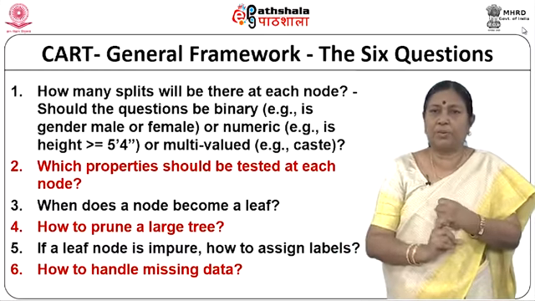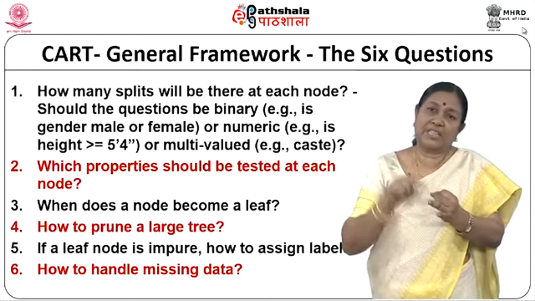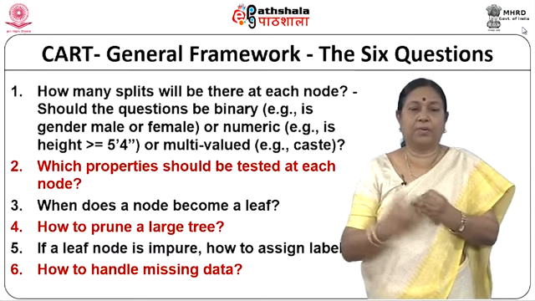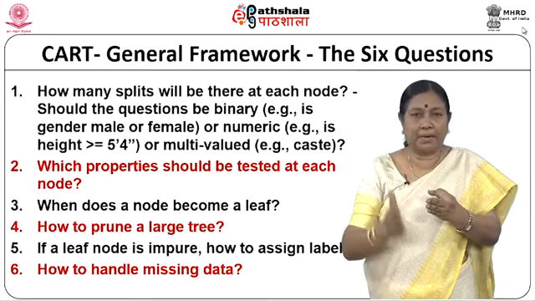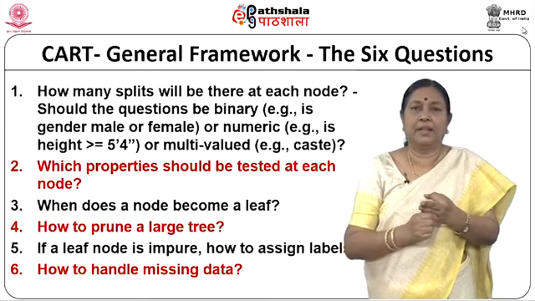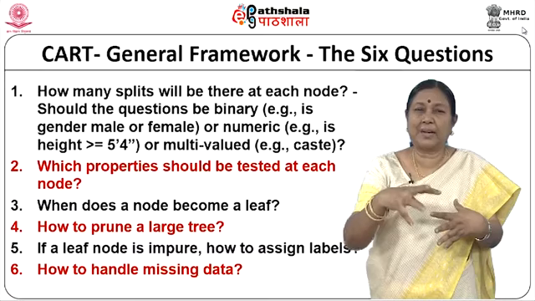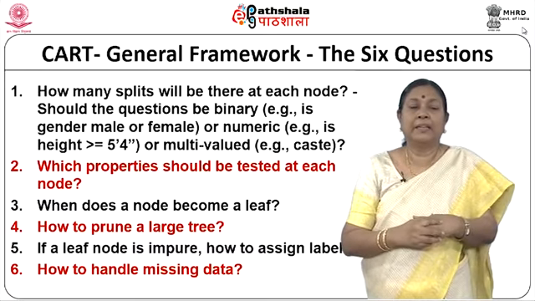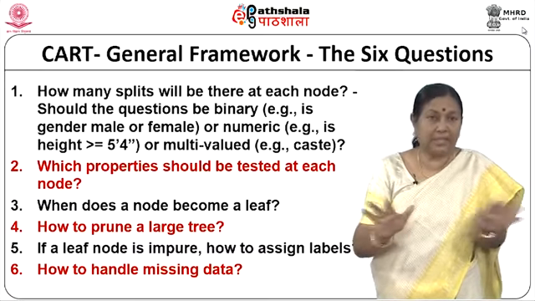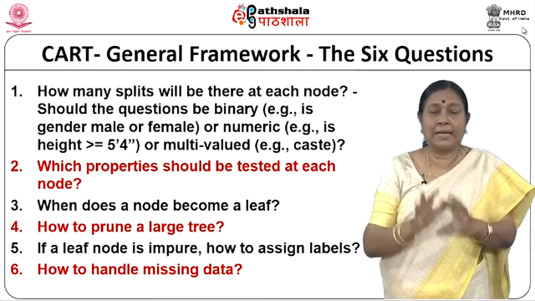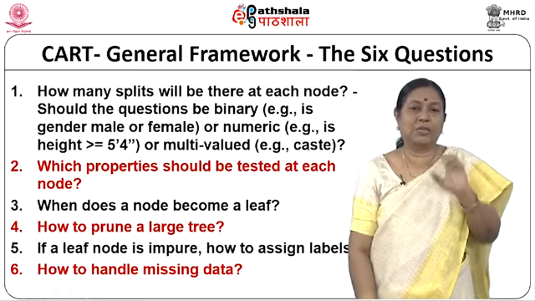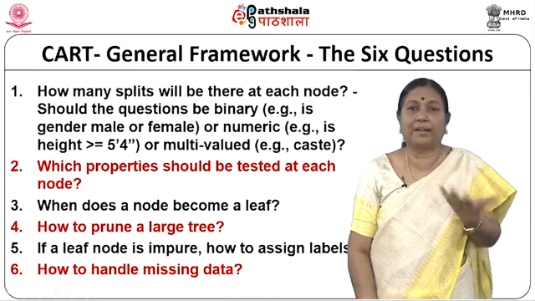One is how many splits do we do? Number of splits. Then which are the attributes you should test at each and every node? Then when does a node become a leaf? That is when to stop the partitioning. Then given a large tree, how to prune it? We will come into that pruning aspect later. Then if a leaf node stops the partitioning, how to assign the labels and how to handle missing data. So, these are the 6 basic questions of a CART framework.